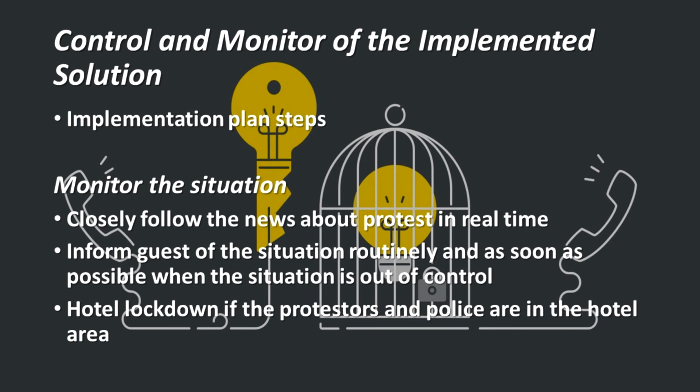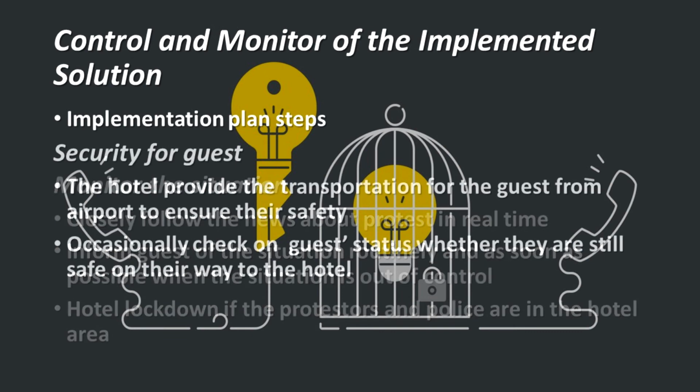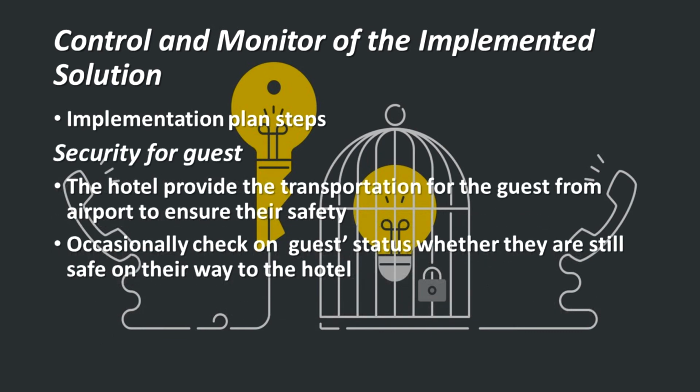For the monitoring, the hotel must closely follow the news about protests in real time, so that they can inform the guests of the situation routinely. And if the worst case has occurred, they can report to the guests as soon as possible. And the hotel can decide to go into a lockdown state if the protesters or police are in the hotel area. For the security, the hotel will provide transportation for the guests from the airport to ensure their safety.